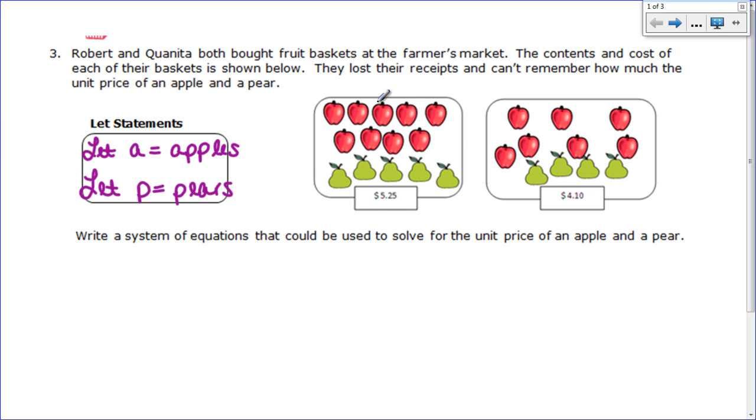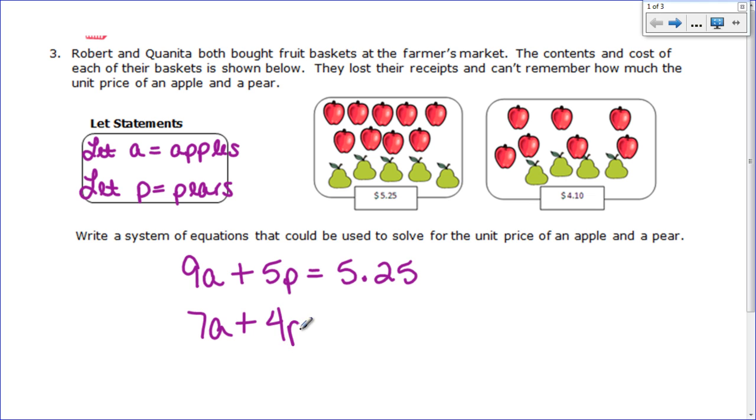Well, I'm going to look at this first basket right here, and I can count and see that there are 1, 2, 3, 4, 5, 6, 7, 8, 9 apples. So 9 apples plus 1, 2, 3, 4, 5 pears is equal to $5.25. That equation matches what is in this basket. Now this basket over here has 1, 2, 3, 4, 5, 6, 7 apples and 4 pears, and that is equal to $4.10. Those are my 2 equations. You don't need to solve them. I don't really need to know how much one apple and one pear cost. All I want are the equations done.